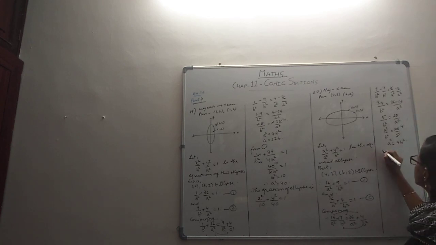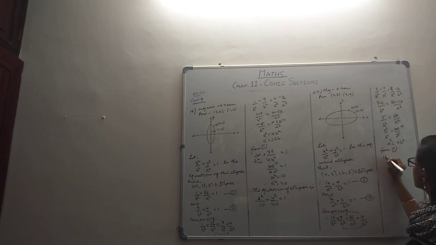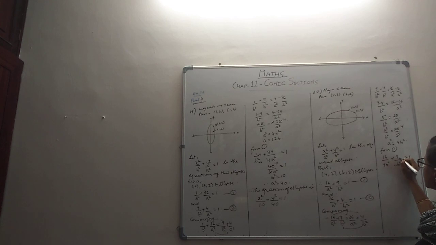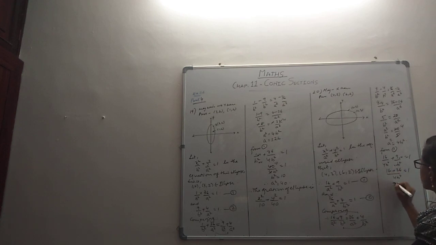So that substitution we can make here from 1. What happens? 16 by 4b squared instead of a squared, plus 9 by b squared equal to 1, which we can get equalized. So 16 plus 36 by 4b squared is 1, which is 52, equal to 4b squared. 36 plus 16 is 52 and 4b squared is going there. So b squared is becoming 52 by 4, which is 13.